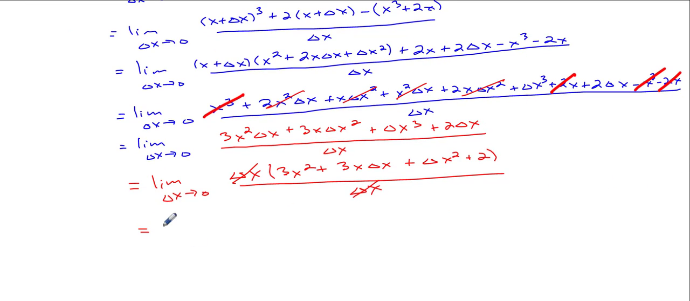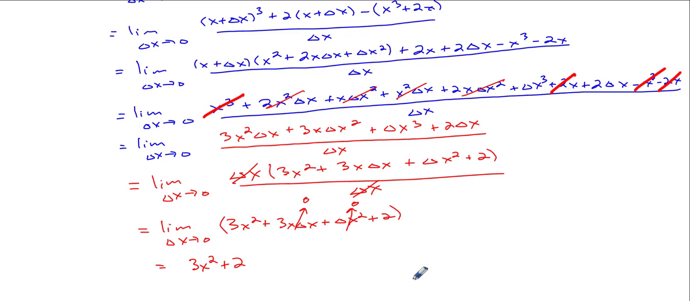Limit. Alright, let's see here. 3x squared plus 3x delta x plus delta x squared plus 2. Parentheses around everything. Let delta x go to 0. Okay, this does not have a delta x, this term. This term does, so this one goes to 0. This term does, so this goes to 0, right? And what are we left with? 3x squared plus 2. And so that's the derivative, that is f prime.